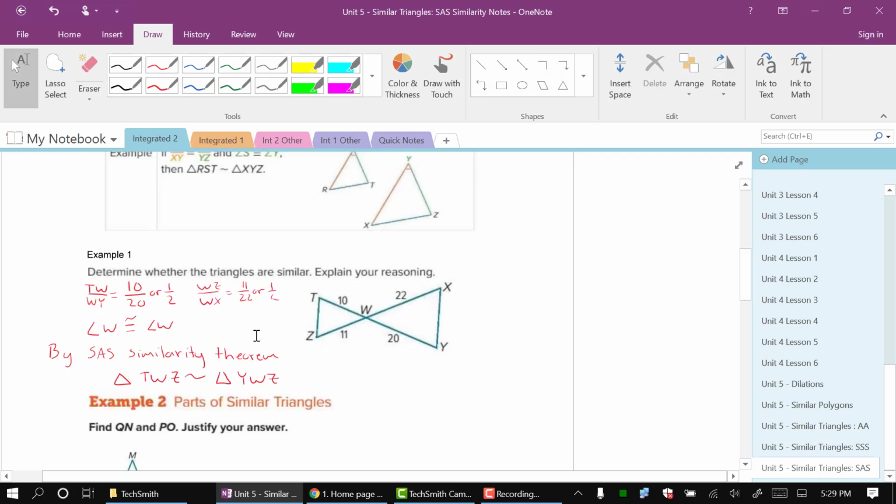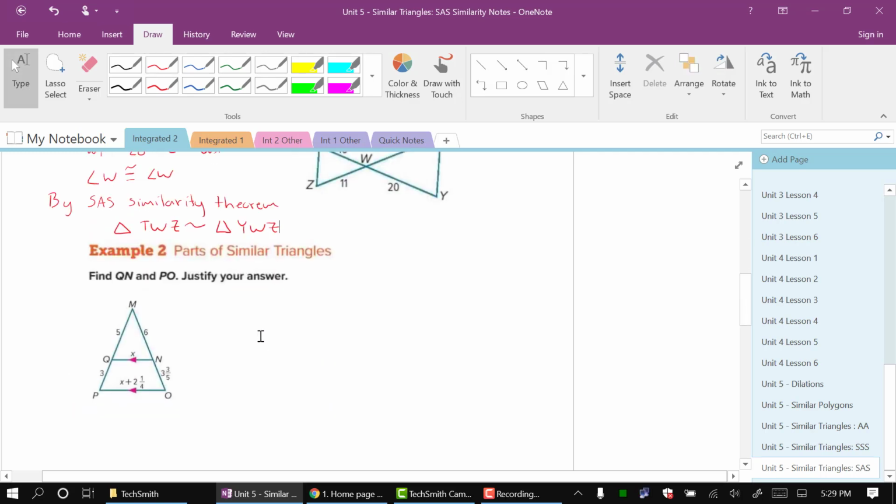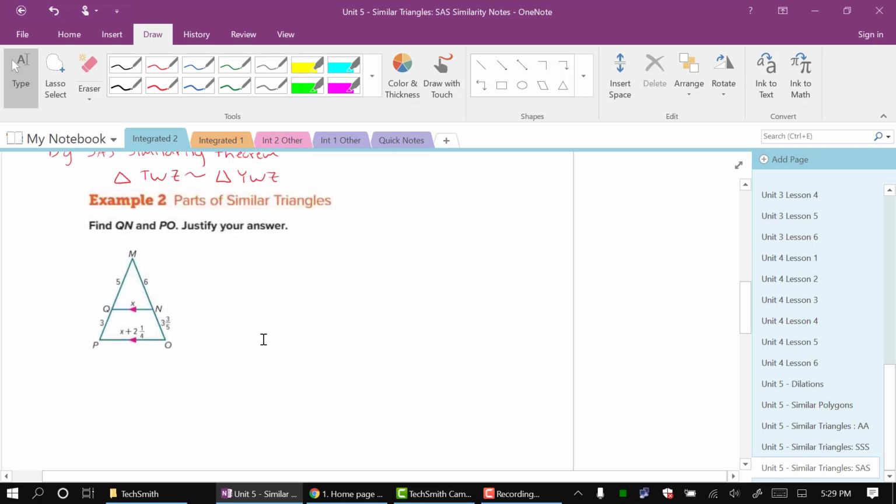Let's take a look at example 2. We want to find QN and PO, and we want to justify our answer. First off, we have to show that these two triangles, the small triangle right here and the larger triangle basically behind it or on top of it, are similar. I'm going to start off with my side lengths. MP corresponds to MQ. MP has a length of 8, and MQ has a length of 5.